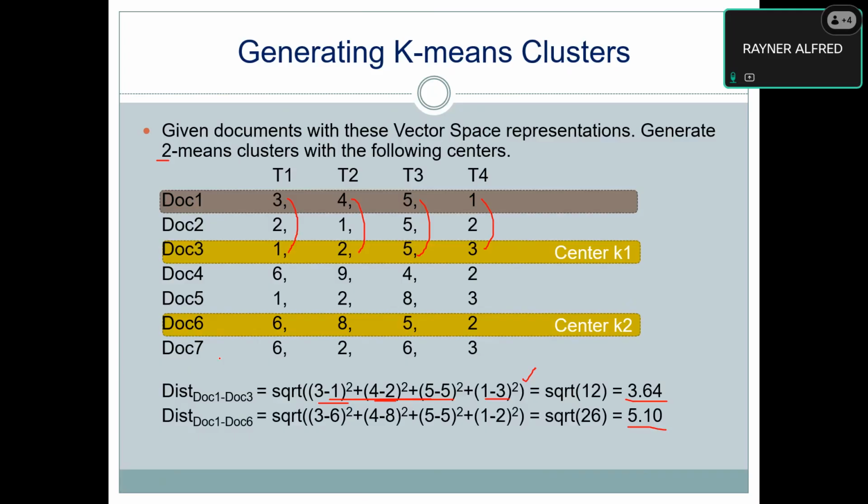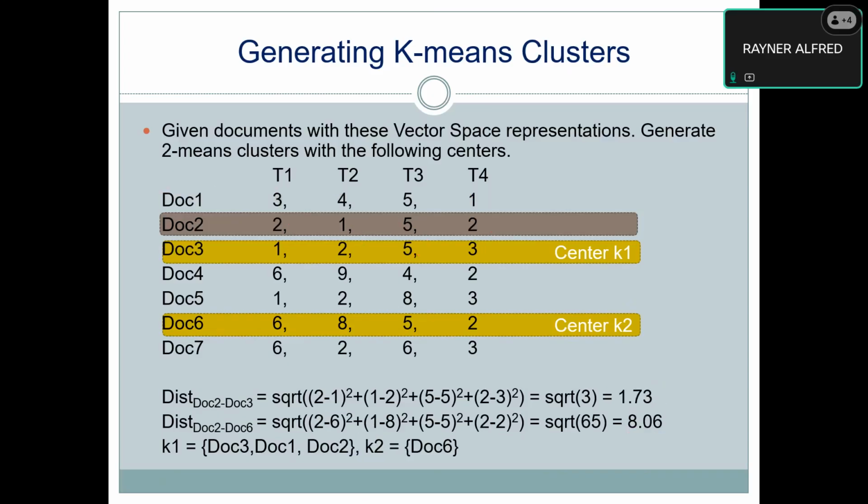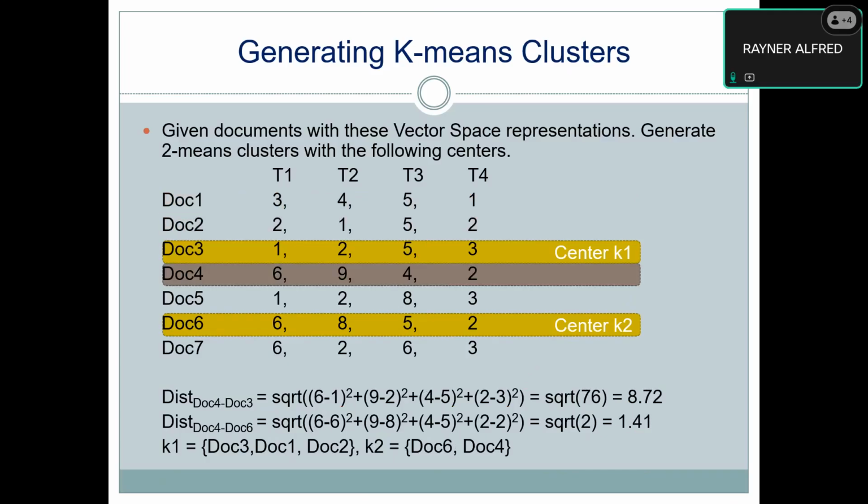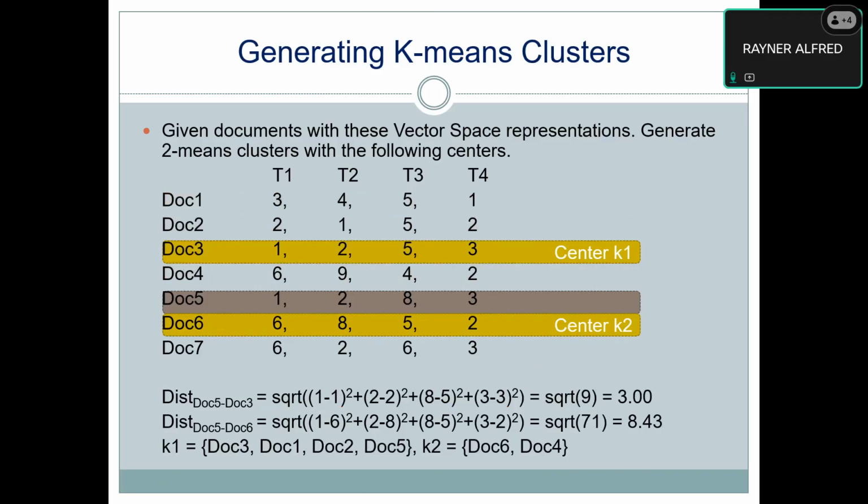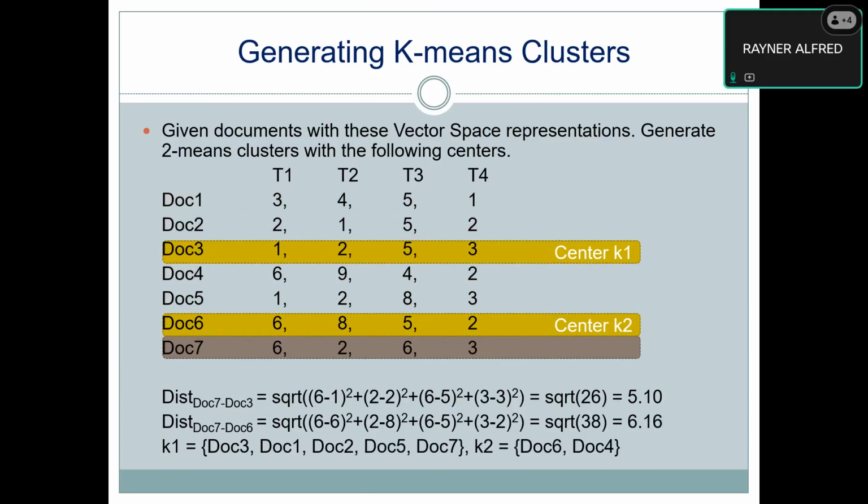So we know that document 1 is nearer to the first center, so I will put document 1 together with document 3. They belong to the same cluster. I do the same for the rest. Document 2 is nearer to document 3, so I put document 2 inside the same cluster, which is K1. D4 is nearer to document 6, so I put it in cluster 2. Document 5 is nearer to document 3, and document 7 is nearer to cluster 1.